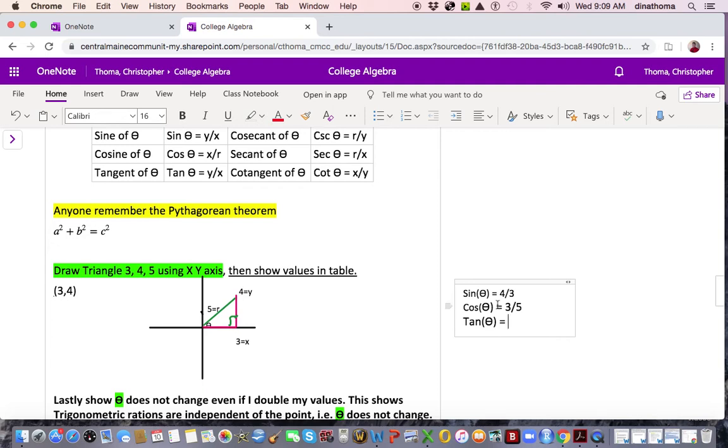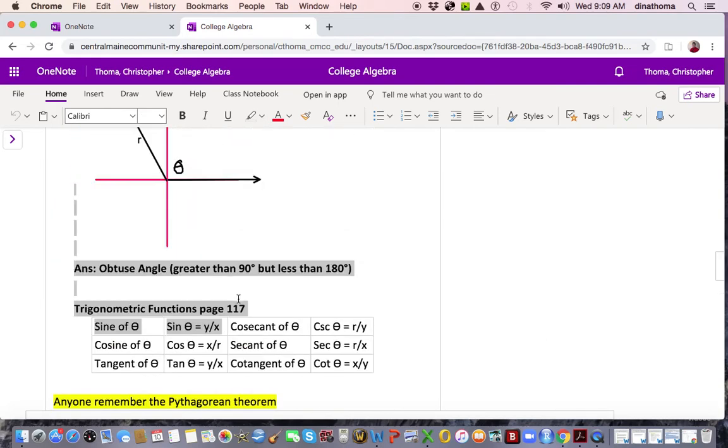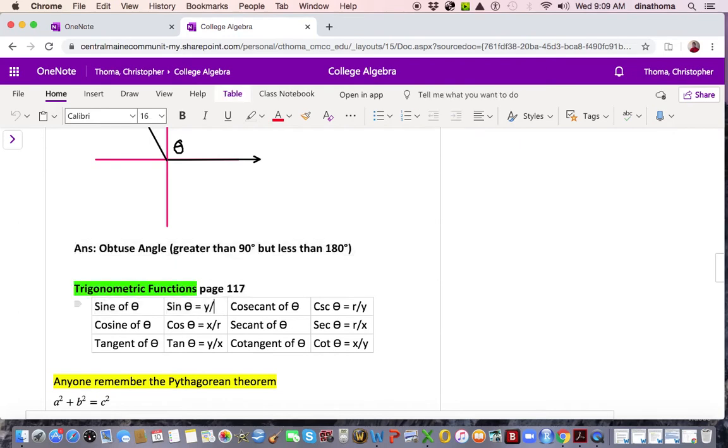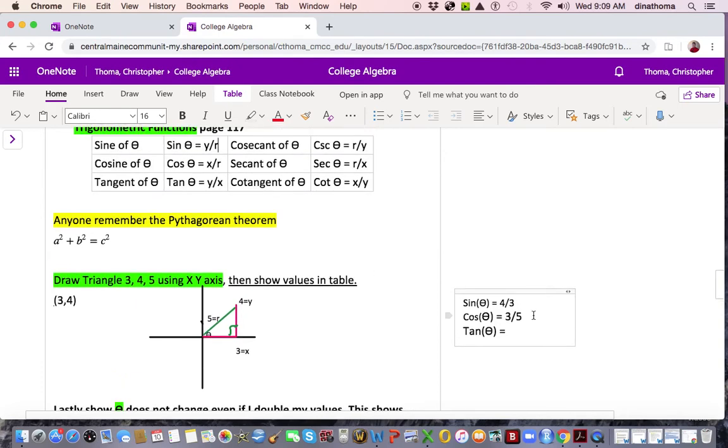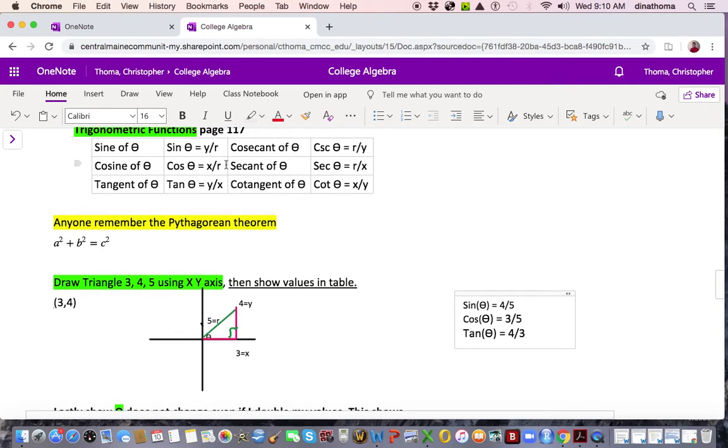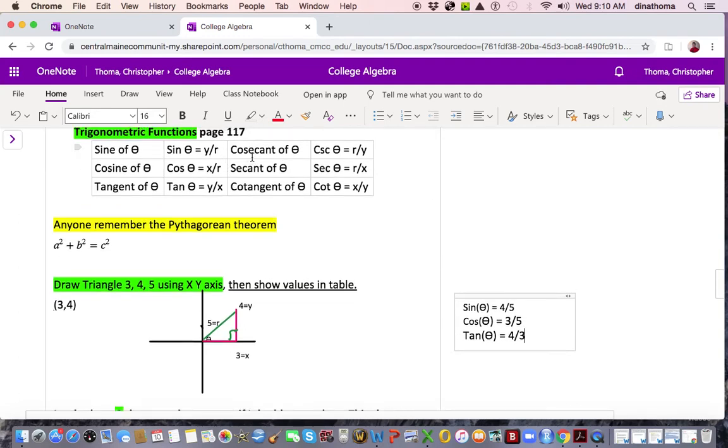oh, I got a typo here. Cosine is y over r. That should not be an x, that should be an r. So I was right the first time when I said 4 over 5. Because tangent is y over x. So that is 4 over 3. So I fixed my table. I had notes, and I had a typo in my table.